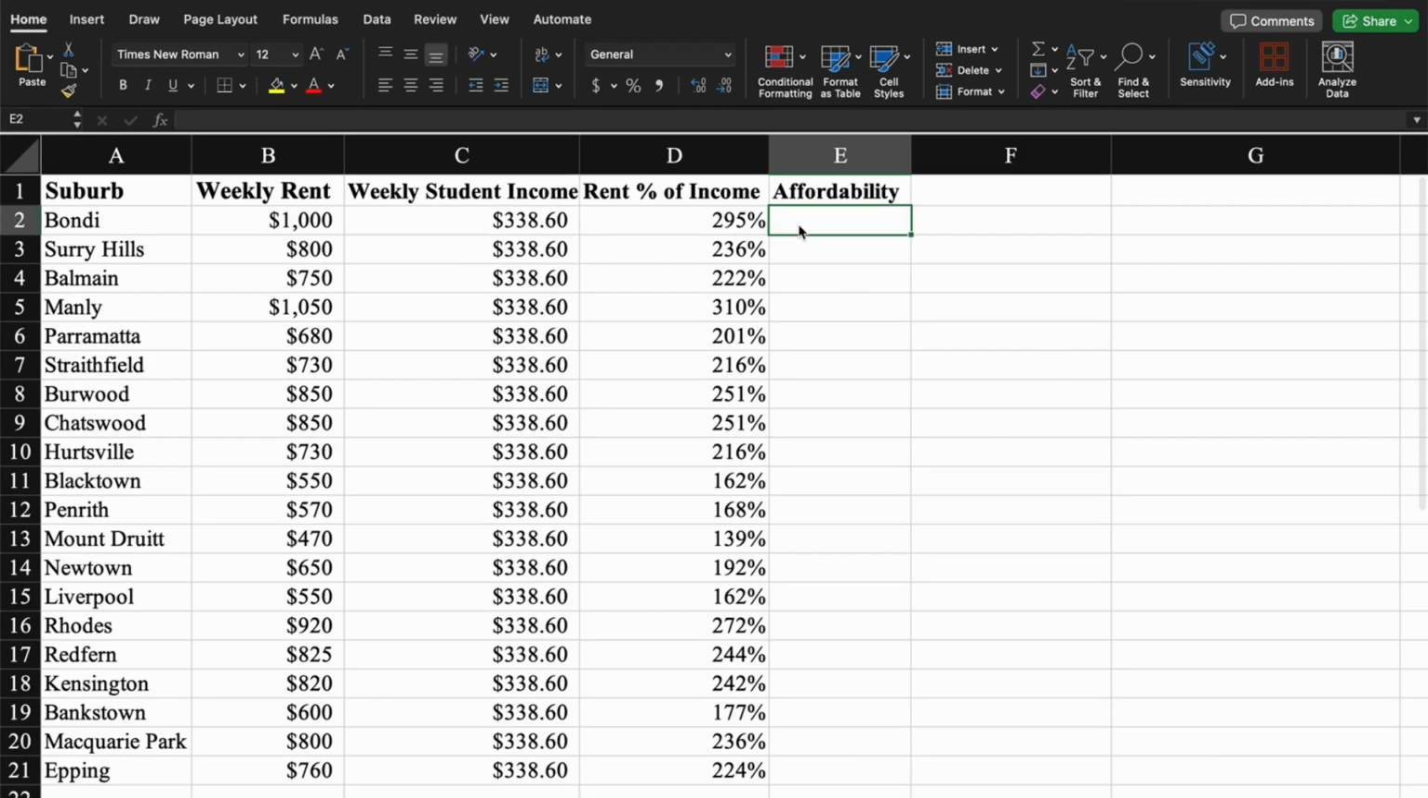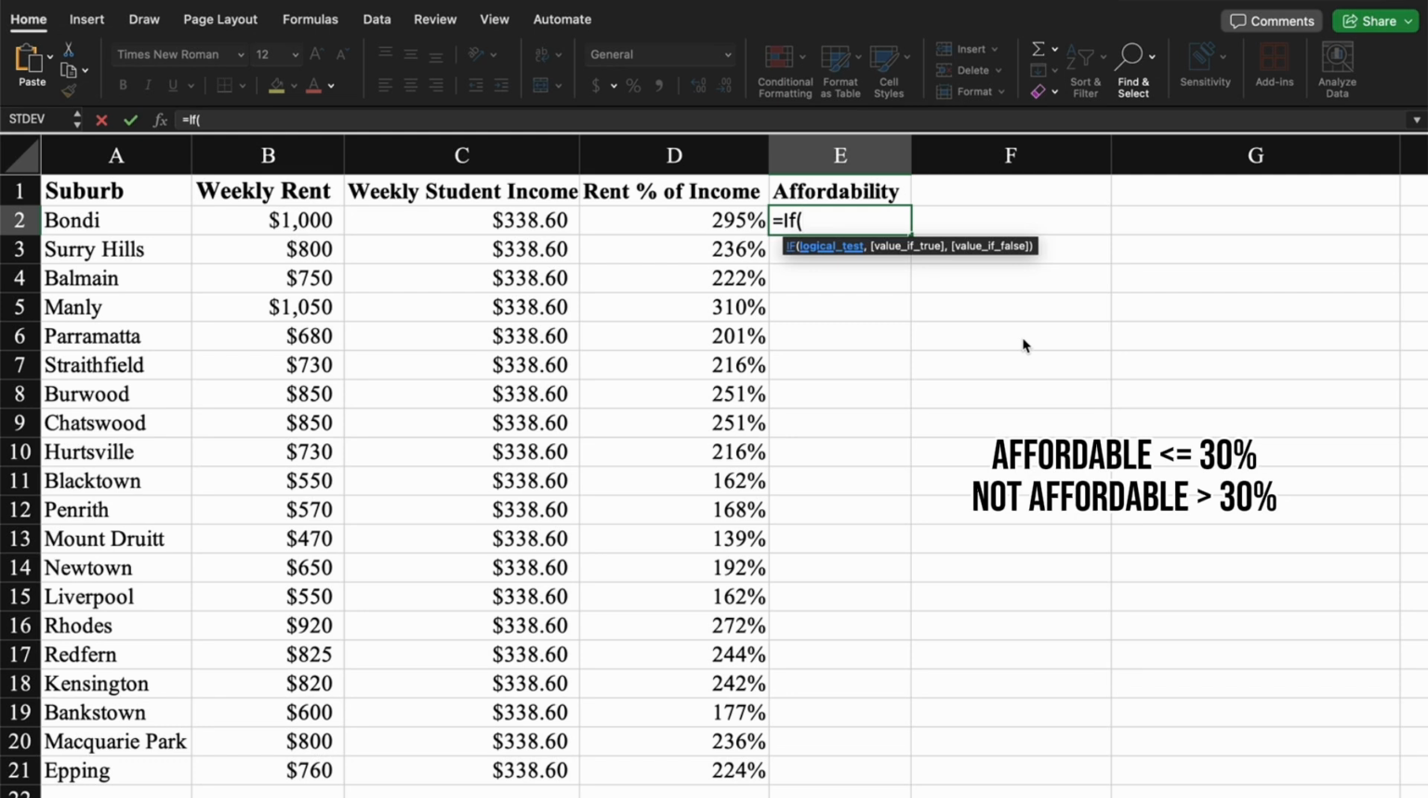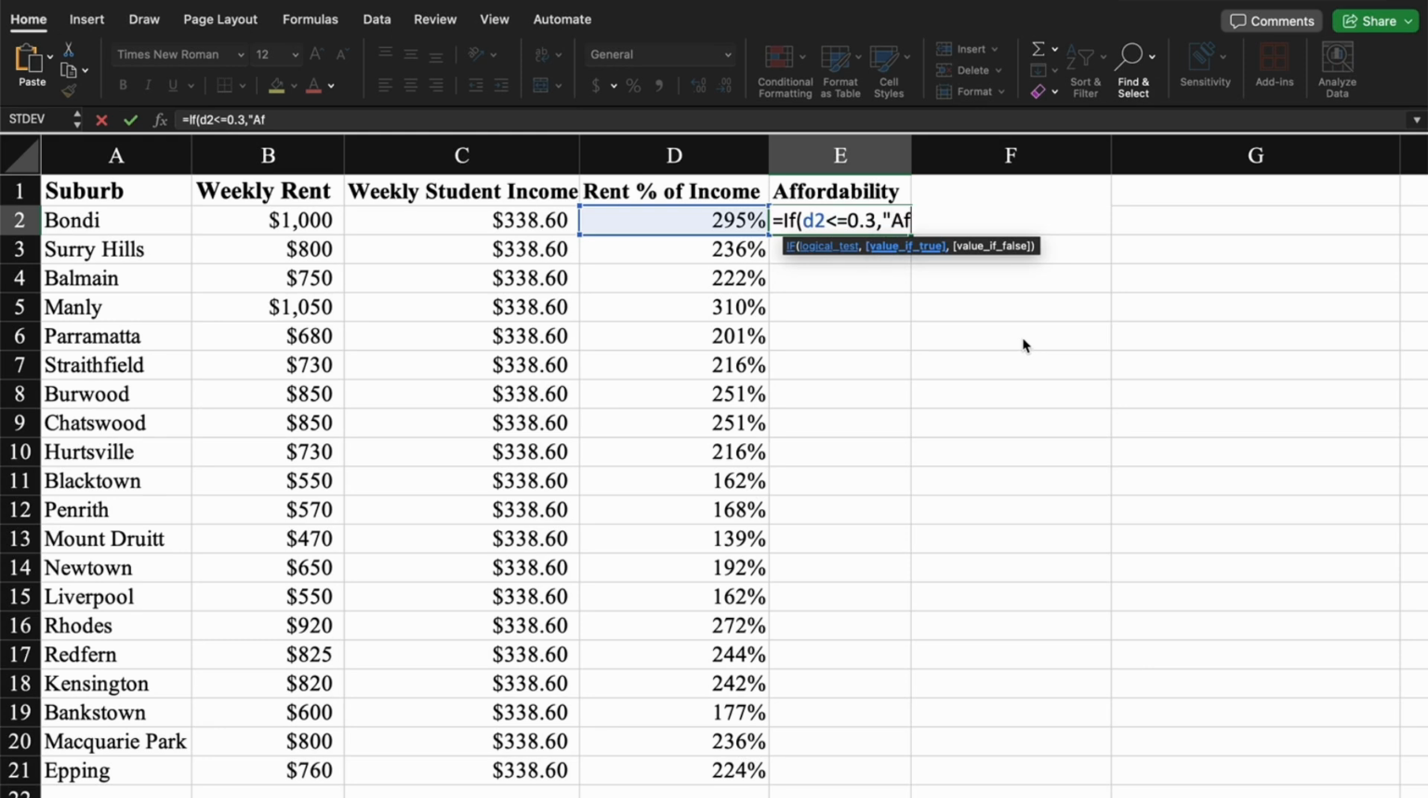To classify each suburb, I used an IF function. This is one of the most useful decision tools in Excel. The logic works like this. If the rent percentage is 30% or less, the suburb is classified as affordable. If it's above 30%, it's classified as not affordable. The 30% rule is a commonly used benchmark in housing research. The idea is that spending more than 30% of your income on housing puts you under financial stress. It doesn't leave enough room for everything else you need to live.